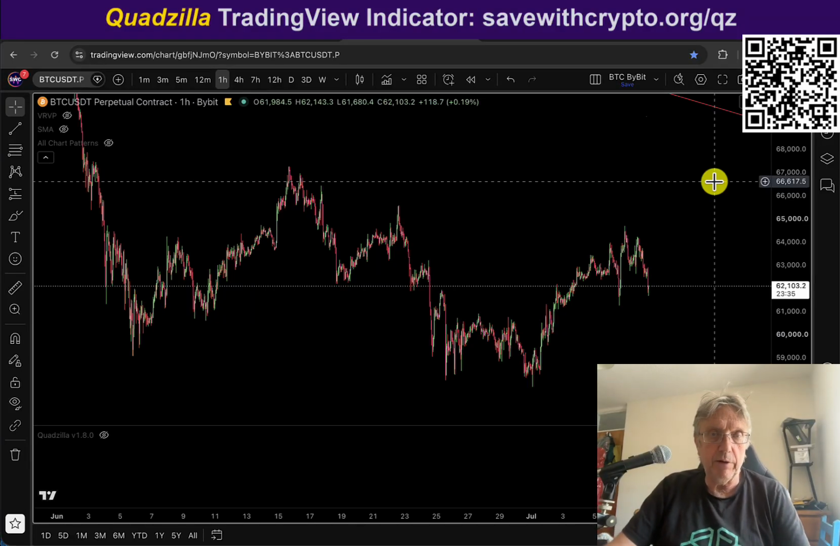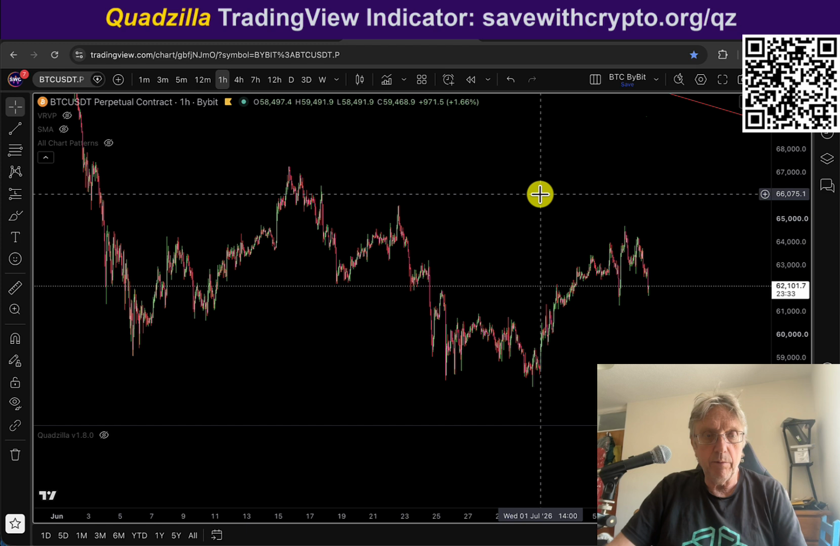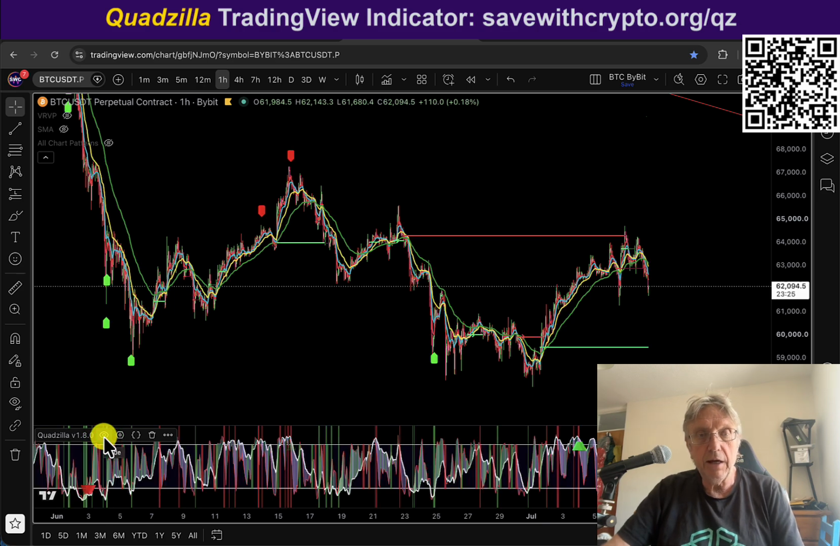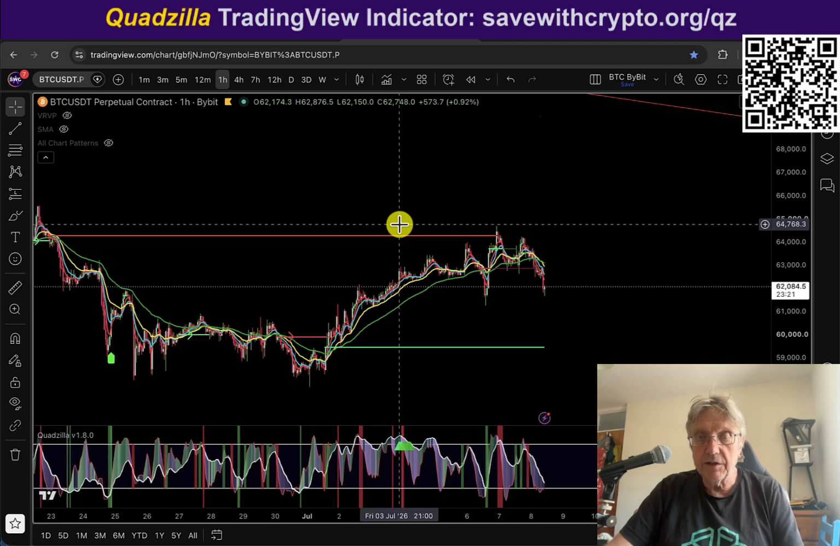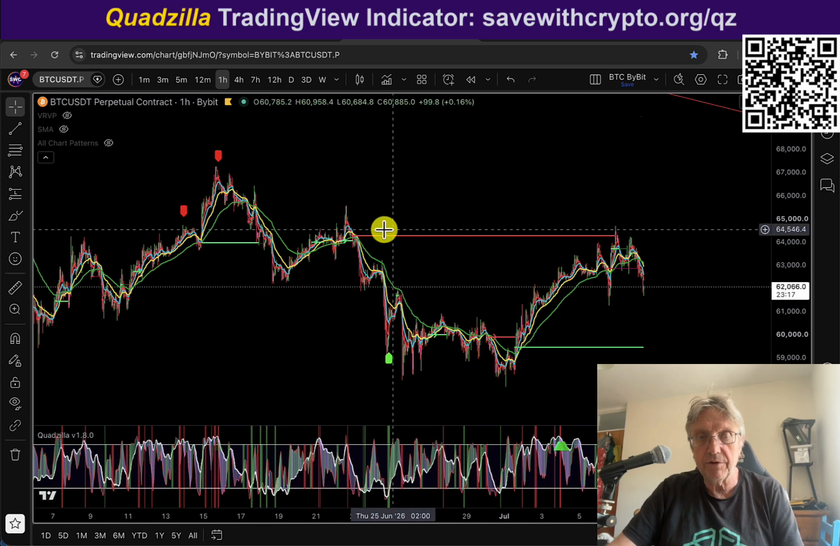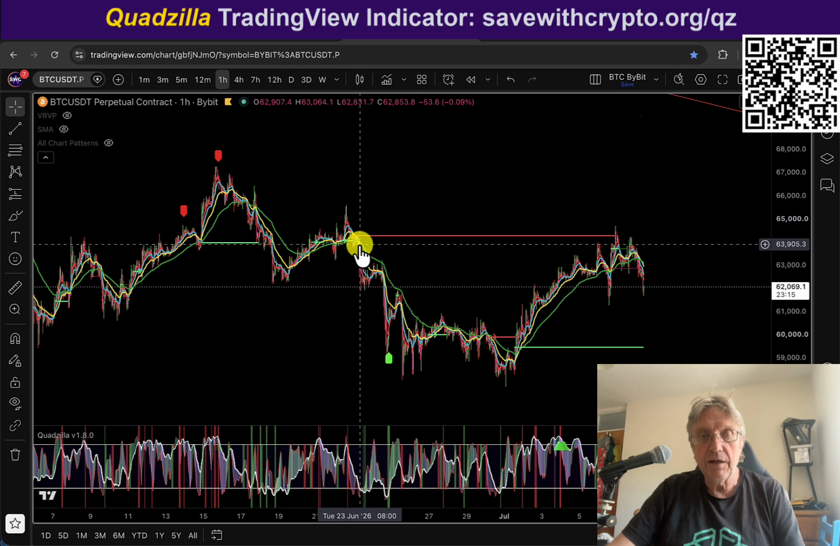My name is Save with Crypto, and yesterday we were looking at the price of Bitcoin using our indicator, which is called Quadzilla. Let's put that on. So I'm looking here at Bitcoin on the 1 hour time frame. Okay, so what we had here was these retracement levels that Quadzilla gives.